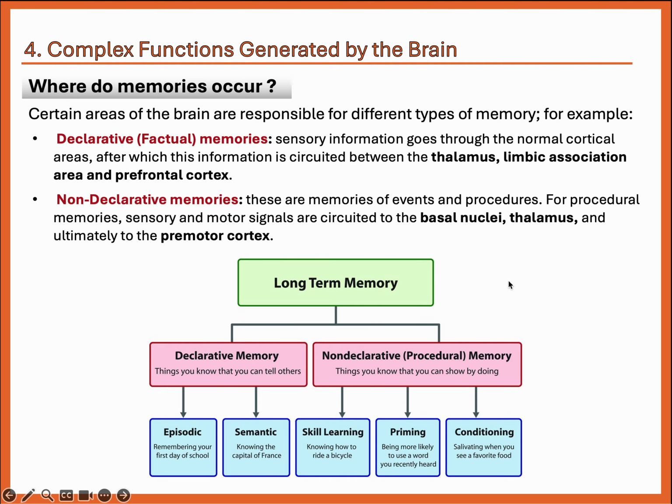So don't worry too much about this slide, but know that there's two types of memories. There's declarative memories, things you could tell others. These are facts, right? And non-declarative things that you can only really show by doing it. It's kind of, I don't want to say involuntary, but it's something that you've done through some kind of procedure.